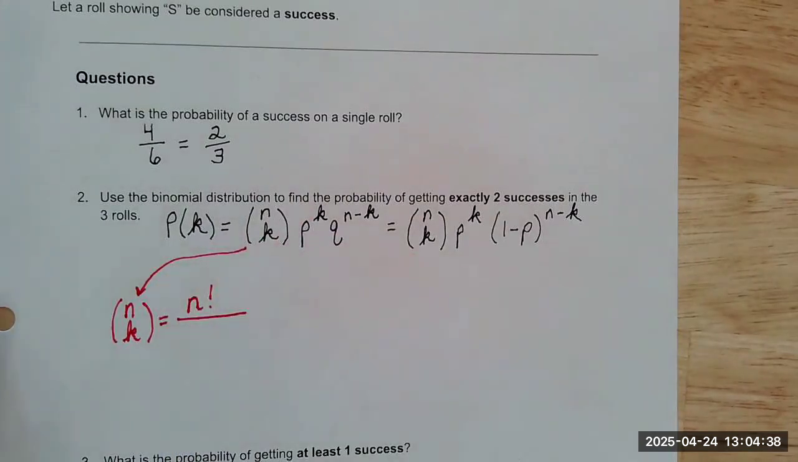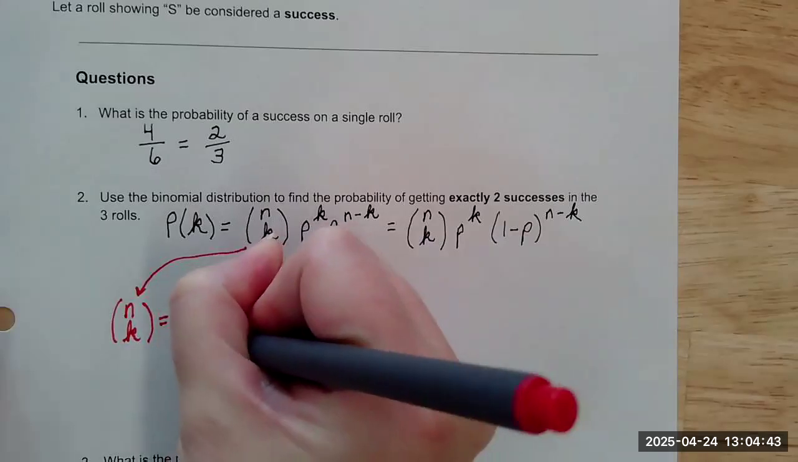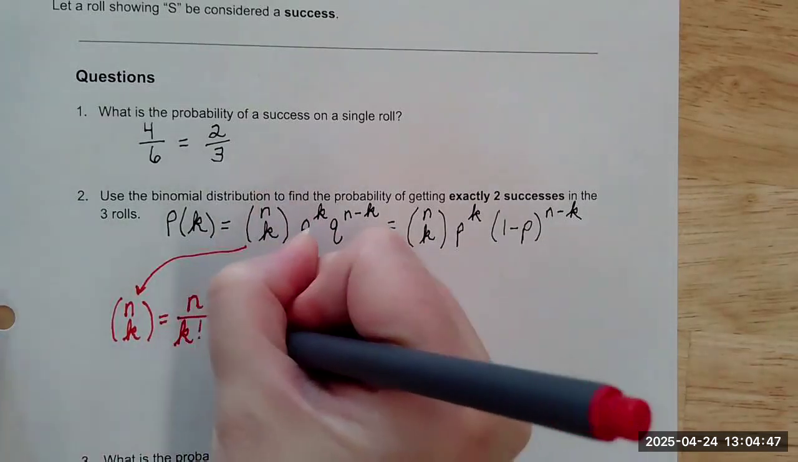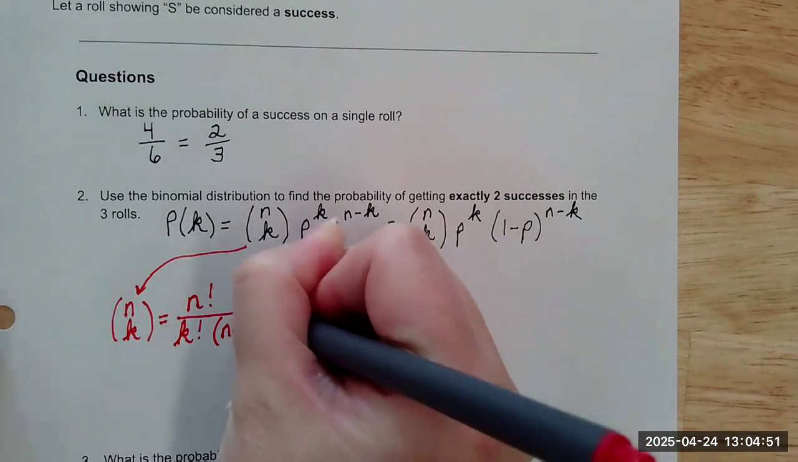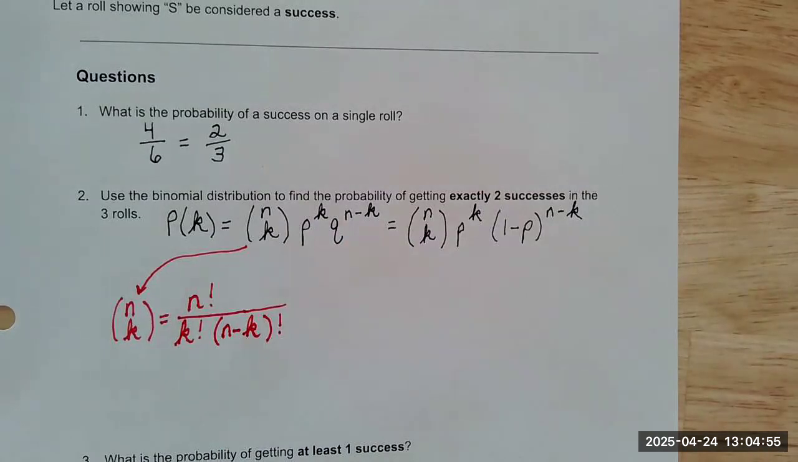Then you're going to put a division bar. You're going to take the bottom number and put a factorial after it. And then you're going to take the top number minus the bottom number in parentheses, and then put a factorial after the parentheses. That's what that n choose k is, and that's how we actually say it.